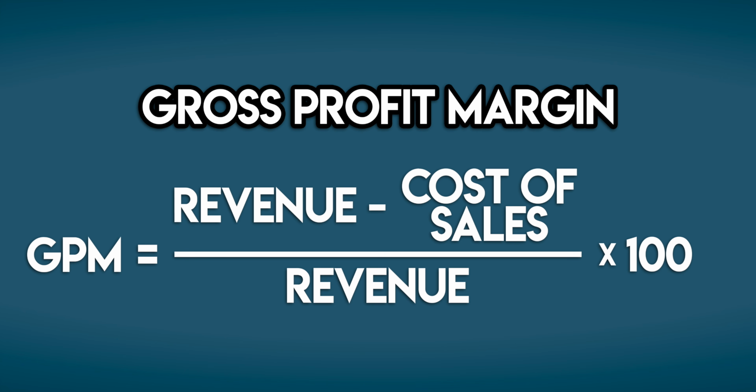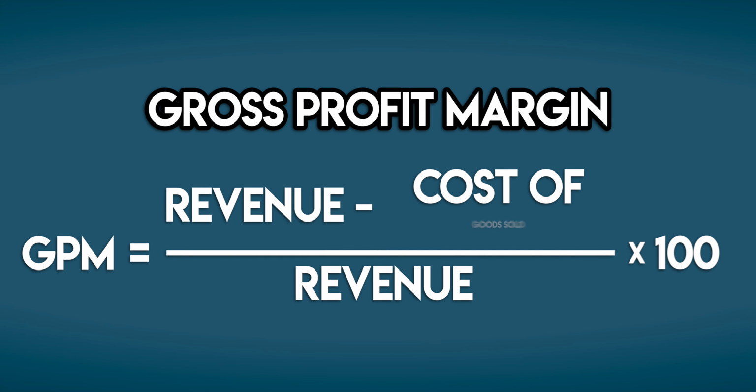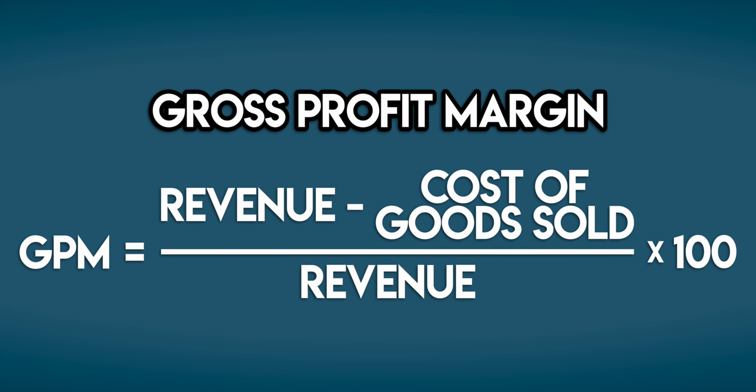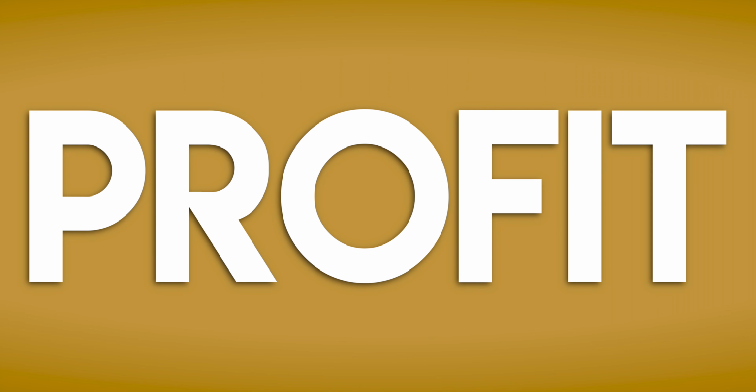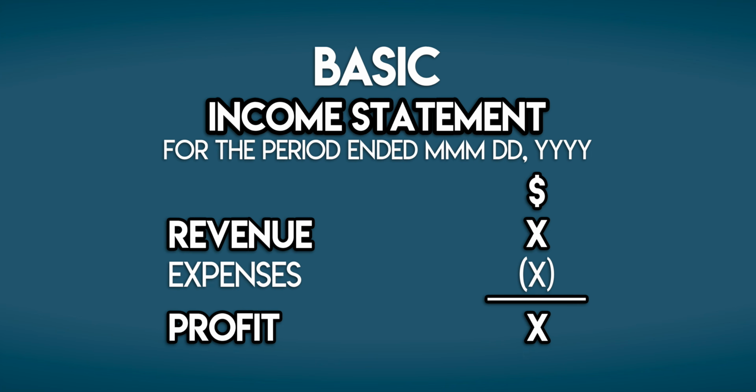And keep in mind, the cost of sales goes by a few different names: cost of services if a business sells services, and cost of goods sold if it sells products. Anyway, let's break this down so we can get a full understanding of how gross profit margin works. We'll start with profit. You can find a business's profit on its income statement.